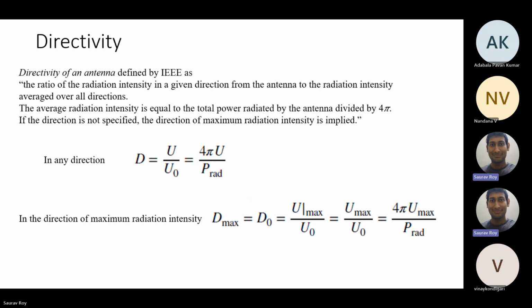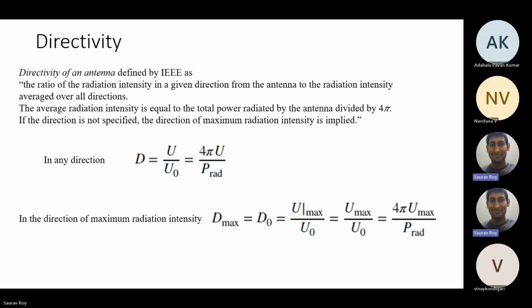That is why in the next equation you see U naught is given as P rad divided by 4 pi. If you have an omnidirectional antenna, the power radiated will spread throughout the area, not in any particular direction but in all directions. So it will be averaged over, P rad by 4 pi. Why is U naught P rad by 4 pi?